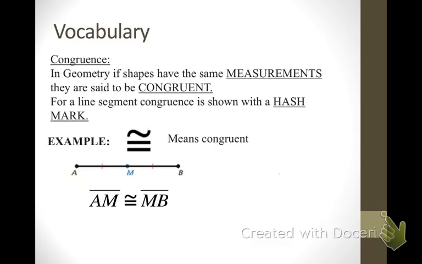For a line segment, to show that two line segments are congruent, you're going to use a little hash mark. Sometimes I call it a ticky mark. And that would be this little line here and here. Those are hash marks. And it shows that line segment AM is congruent to line segment MB.